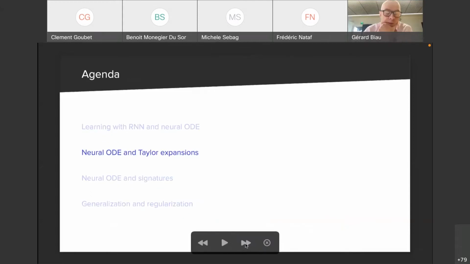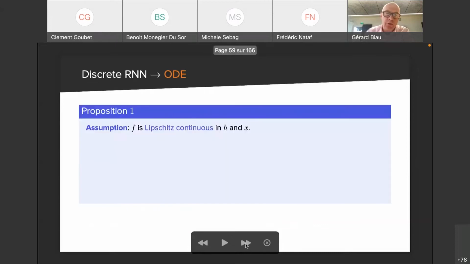So let's now be a little bit more precise about the way we make these networks continuous. How do we pass from a discrete RNN to an ODE? Well, that's just a very easy application of the Picard-Lindelöf theorem. So assume that the function f is Lipschitz. I skip the theta because everything I'm going to tell you now is independent of whether you have a theta or not.